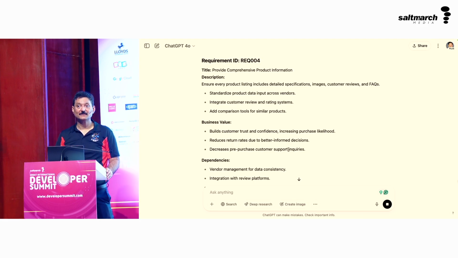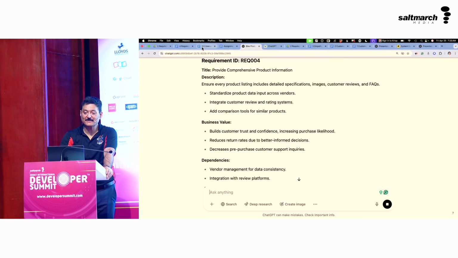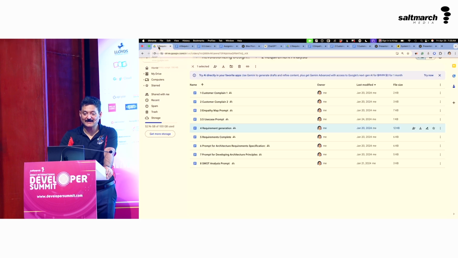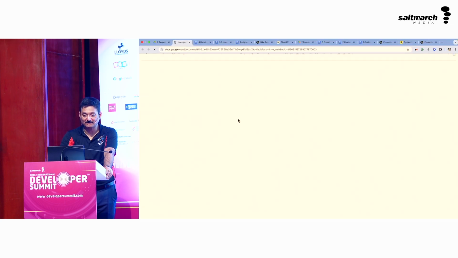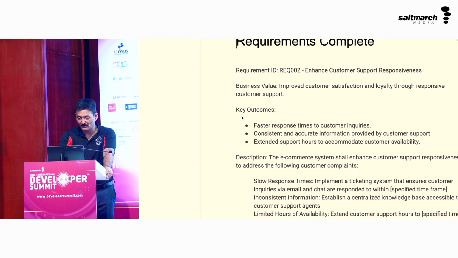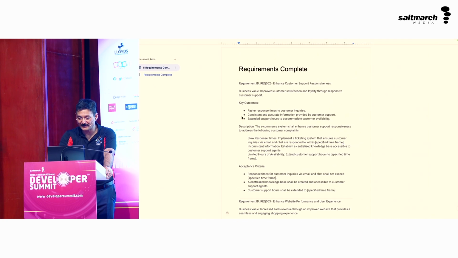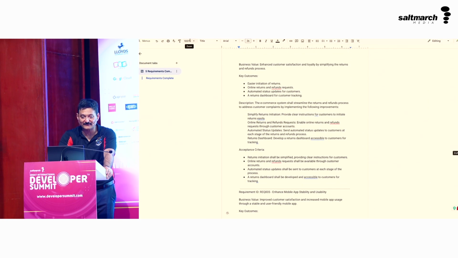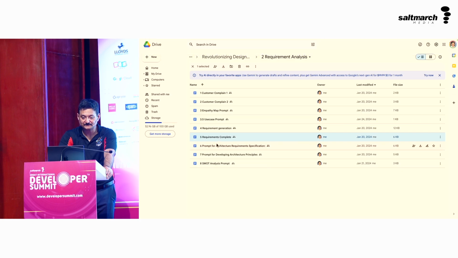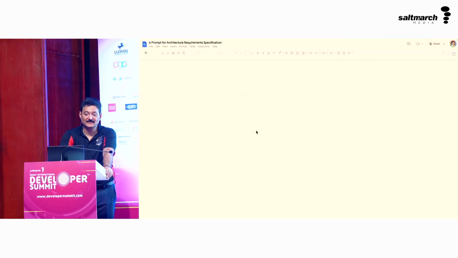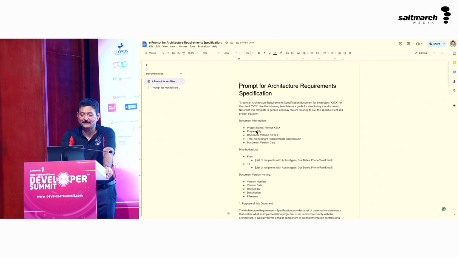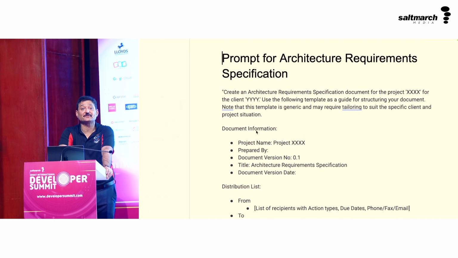Yes? So that makes you hyper productive. So for me, understanding the requirement becomes very, very easy. Now it gave me all the requirements here. Requirement 1, requirement 2, requirement 3, all these requirements are given here for me. Same thing is true with the architecture requirement specification. Can you create a specification document like this?